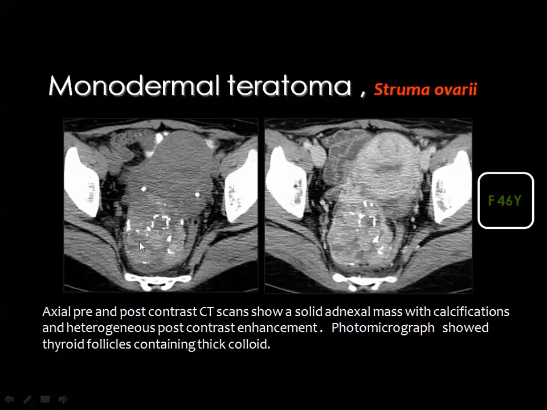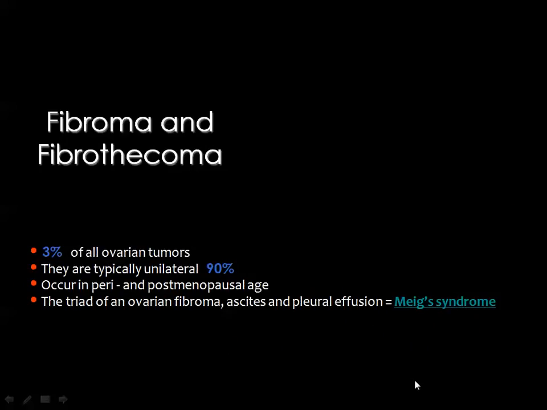They may be solid, as you see here, and they may appear hyperdense in the pre-contrast study. And if you inject the contrast material, they will enhance strongly, and you can see easily the matrix calcification, which is usually seen in the thyroid goiter.